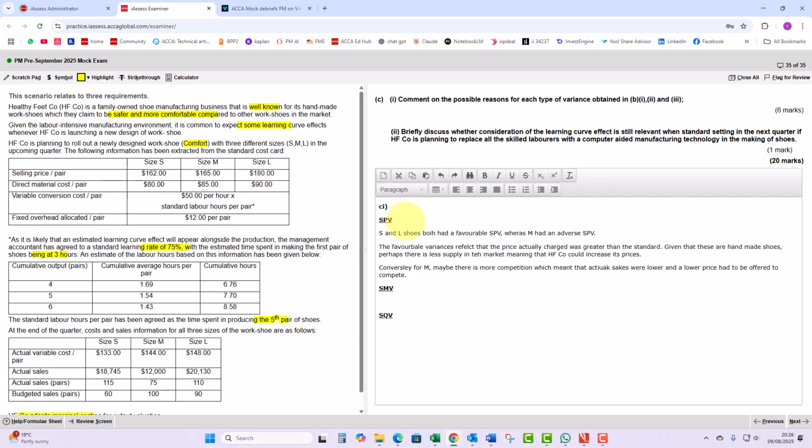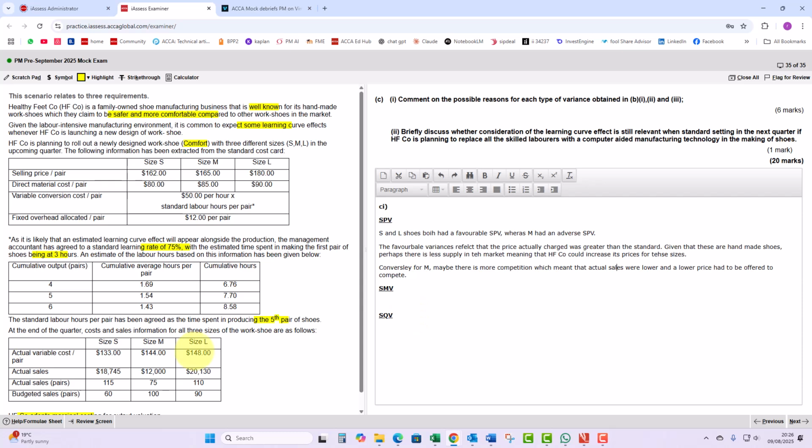And given that these are handmade shoes, perhaps there's less supply in the market, meaning that HFCO could increase its prices for these sizes. Conversely, for M, the medium, maybe there's more competition, which meant that actual sales were lower and a lower price had to be offered to compete.